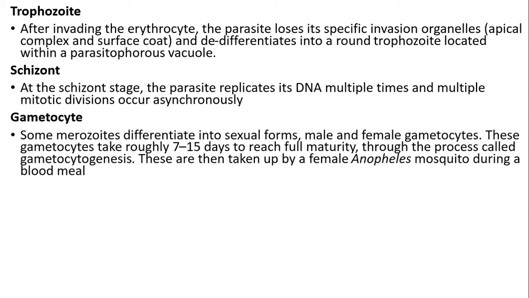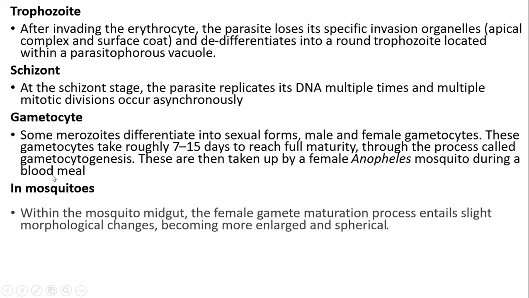Gametocyte. Some merozoites differentiate to sexual forms, male and female gametocytes. These gametocytes take roughly 7 to 14 days to reach full maturity, a process called gametocytogenesis. They are taken up by a female Anopheles mosquito during the blood meal.